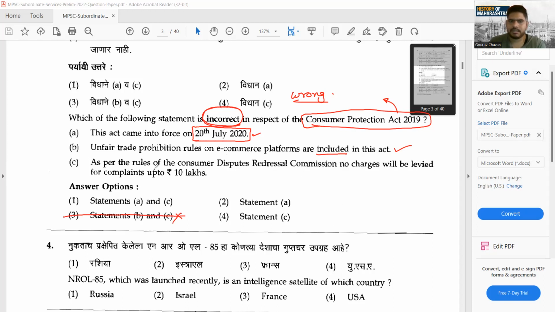Talking about the third thing, what does it say? As per the rules of the Consumer Dispute Redressal Commission, no charges would be levied for complaints up to 10 lakhs. Again a fact. Okay, 10 lakhs. So generally remember guys, if two facts are given, one of them is definitely wrong, but both of them are never wrong.